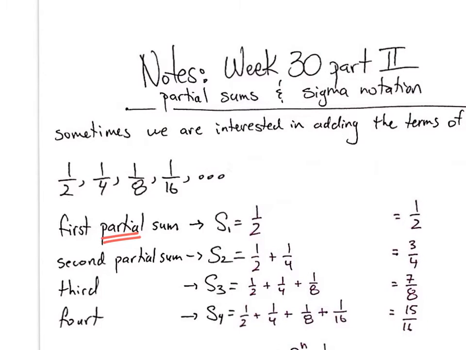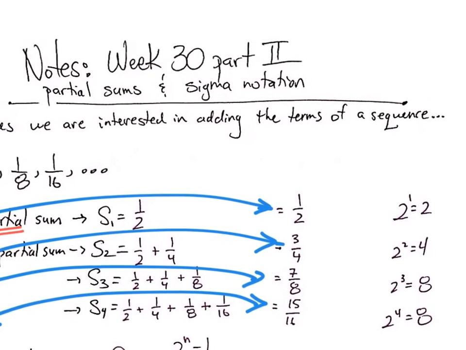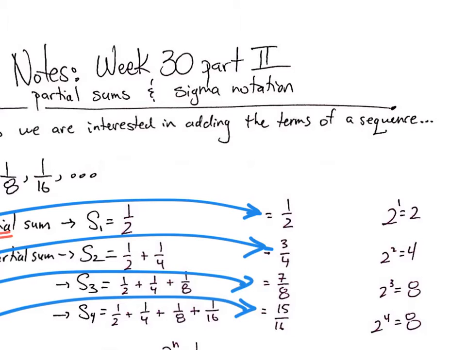So we're looking for some pattern, right? Our first is 1/2, our second is 3/4, our third is 7/8, and our fourth is 15/16. There's a couple typos in here, but we'll catch them. You might recognize that 2 to the first is 2, and 2 to the second, for the second partial sum, is 4. 2 to the third is 8, and 2 to the fourth is 16.